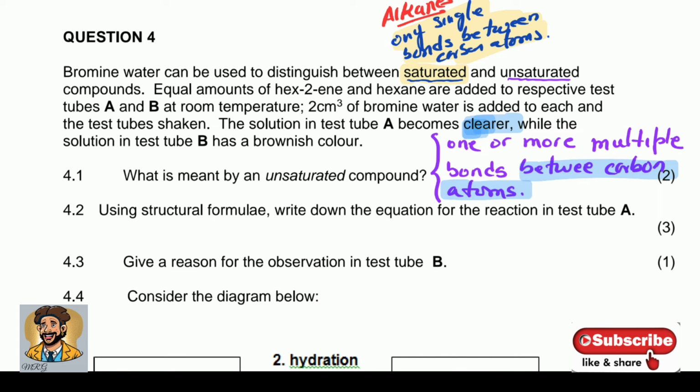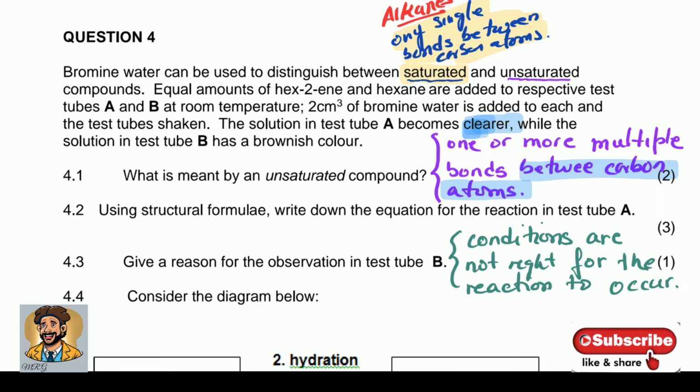Give a reason for the observation in test tube B. Now, what happened in test tube B? The reaction did not happen. Now, why did it not happen? Because you need sunlight for that reaction. This one is a substitution reaction. So the conditions were not right. So we can just say that the conditions are not right for the reaction to occur. So that is what happened in this first part of question 4.